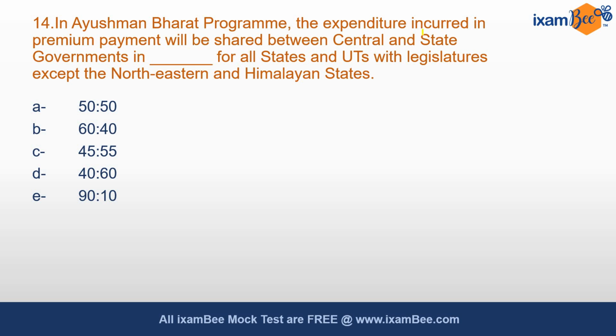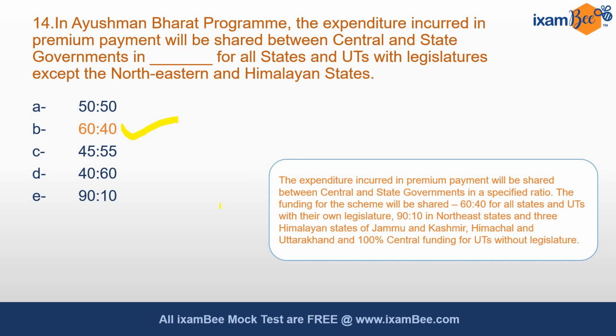So in Ayushman Bharat program, the expenditure incurred in premium payment will be shared between central and state governments in what share for all states and UTs except northeastern and Himalayan states. You know, all the central government schemes, or at least the flagship schemes, are very important for your NABARD Grade-A exam, because you can find questions from schemes both in your phase 1 and phase 2. So Ayushman Bharat program is a flagship scheme, so you need to know the details of the scheme. So the answer is 60-40. Please remember this, the share of center is 60% and state is 40% for all the states and UTs with legislatures. And for northeastern and Himalayan states it is 90-10, and for the union territories without legislature it is 100% funded by center.